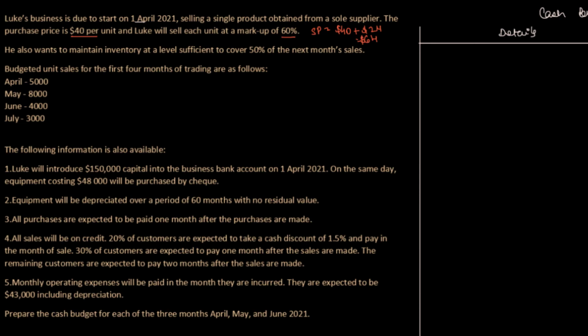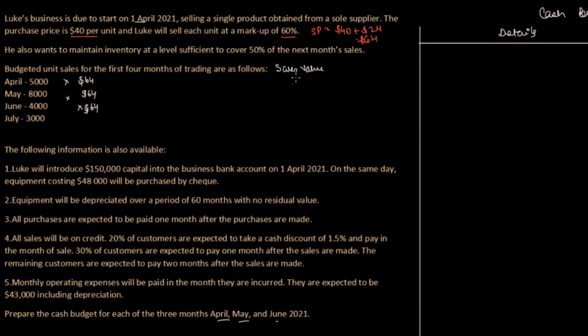What we can do now itself is we know the selling price and we know the units that will be sold. So we can try to calculate the sales value, which will be 5,000 into $64, 8,000 into $64, 4,000 into $64, and I don't think July will be needed because here they're telling you to prepare the cash budget for April, May and June. So let's first calculate for these 3 months, April, May, June.